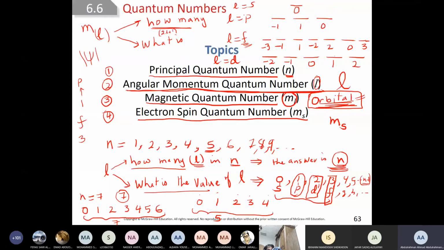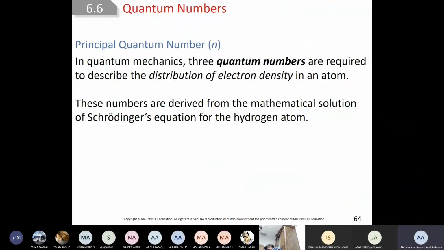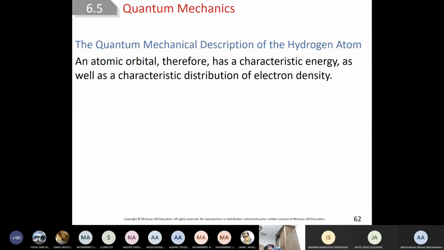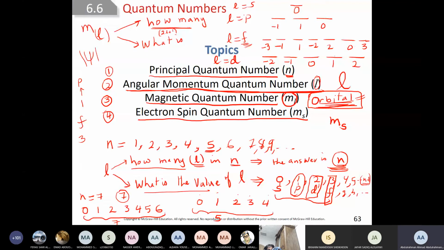Good. The last quantum number that we're going to talk about today is ms. See how much time I spend on this slide. I want you to spend a lot of time today to just do what I did here. Now, you don't have to memorize everything. You need to know what the values are.